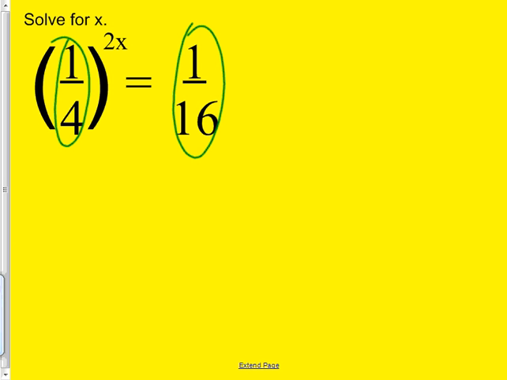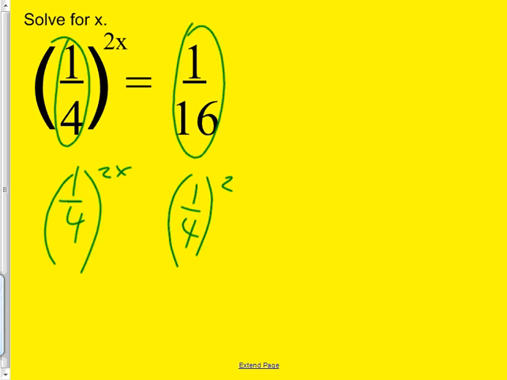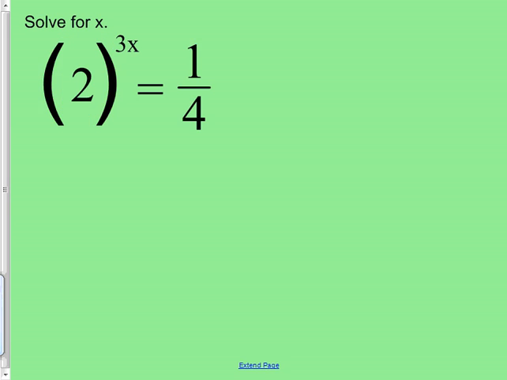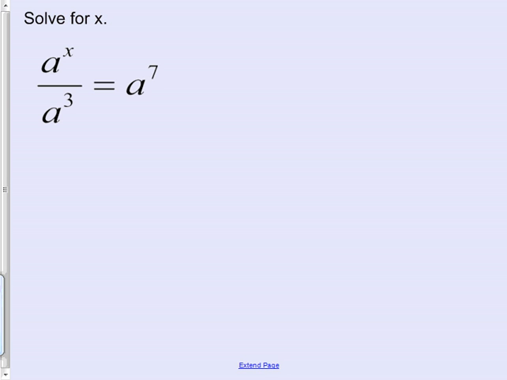But couldn't you also make them into 1/4 to the something? Yeah, you can have more than one choice, but as long as you make the bases the same, I'm going to choose to leave this one alone, and this one into 1/4 to the second. Now the bases are the same, and thus that equals that. All right. So I think that's enough review of yesterday. We already practiced those a ton.